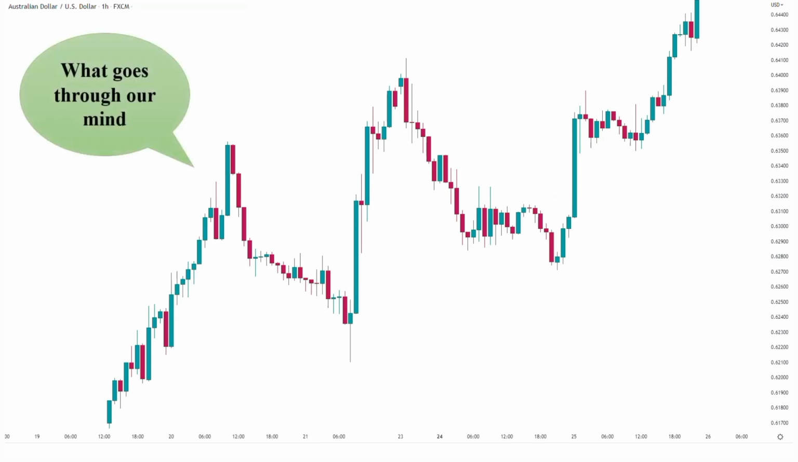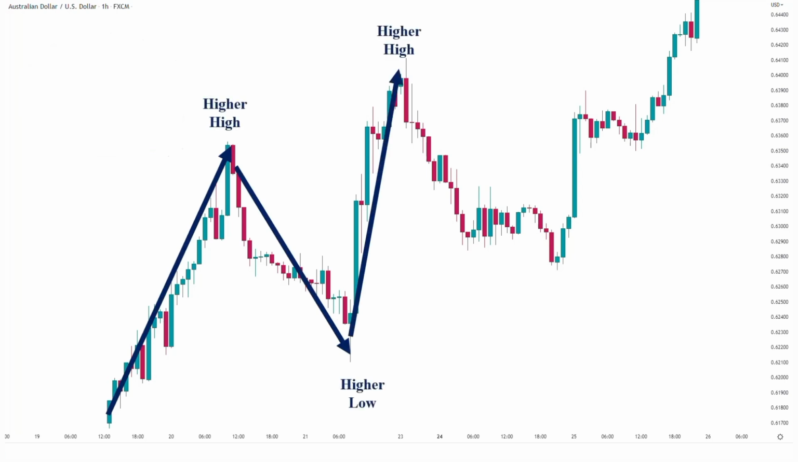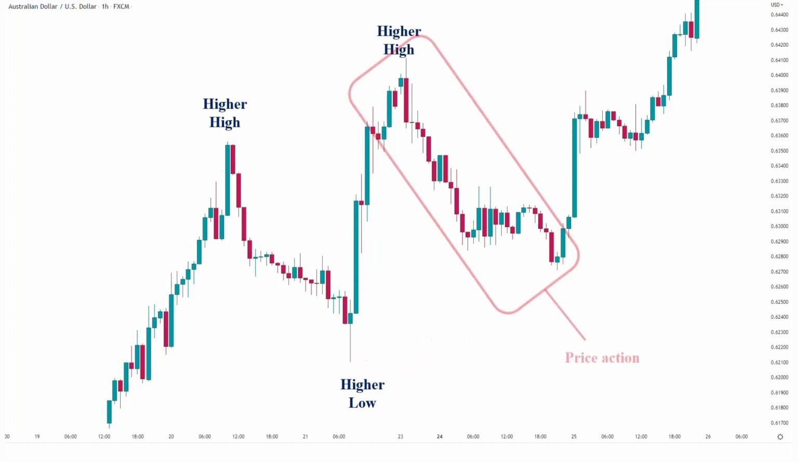So this is what goes through our minds in this strategy. Here, we can identify this as a moving uptrend and we spot our higher highs and higher lows. So now, we know as long as we don't get a break and close lower than this higher low, we can establish we're still in an uptrend. And after that, we observe the price action for possible long opportunities.